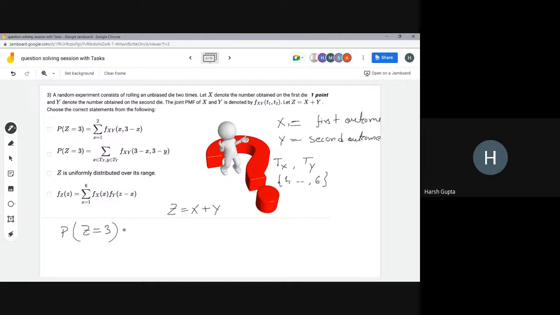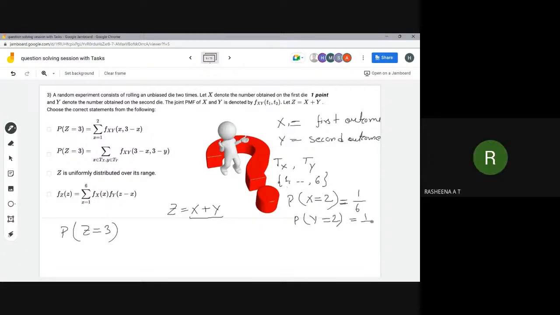So again, the same approach that I have told you. What to do about Z? We don't know. Z is X plus Y. We have nothing given about X plus Y, but we have been given information about X and Y, that X is the first outcome and Y is the second outcome. If I ask only this question, what will be the probability that X equal to 2? X is the first outcome. It is 1 by 6. Same for everything, right? What will be the probability that Y equal to 2? 1 by 6.